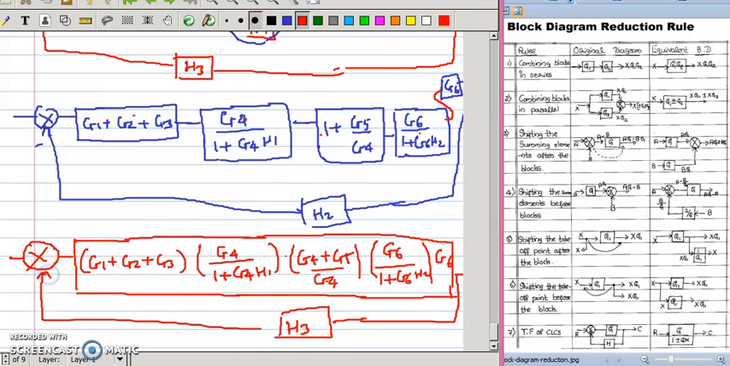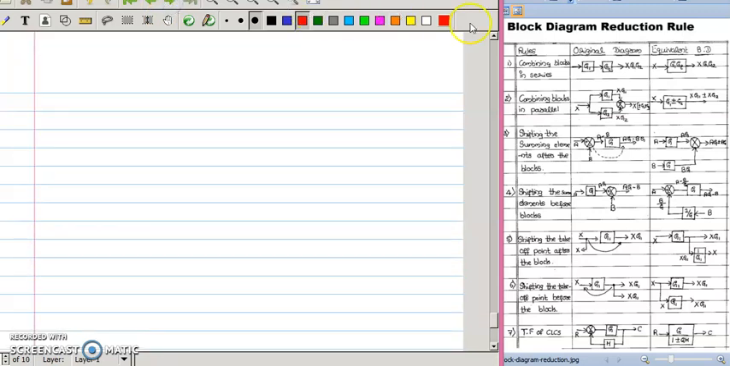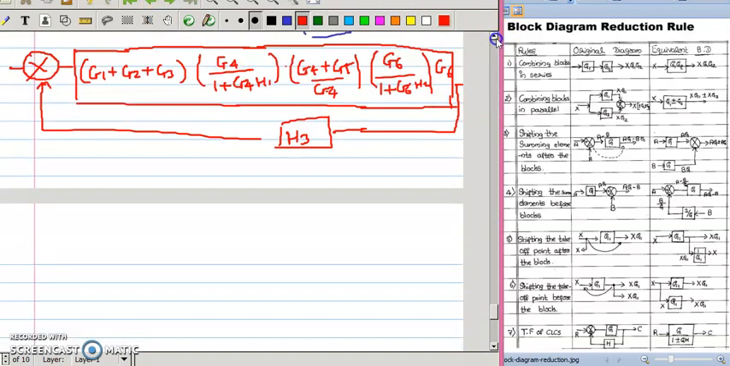Okay, what will be the next step? Again, elimination of feedback rule. Elimination of feedback rule is very much simple. Forward path divided by 1 plus forward path into feedback element. Let's start. Forward path, that is G1 plus G2 plus G3 into G4 divided by 1 plus G4 H1.